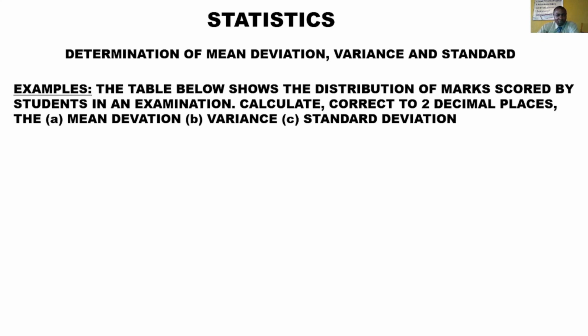Now we are going to actually be determining the mean deviation, variance, and standard deviation of a grouped frequency distribution. And this example is what we are going to be considering. In the question, they said the table below shows the distribution of marks scored by students in an examination, and we're asked to calculate, correct to 2 decimal places, the mean deviation, variance, and standard deviation.